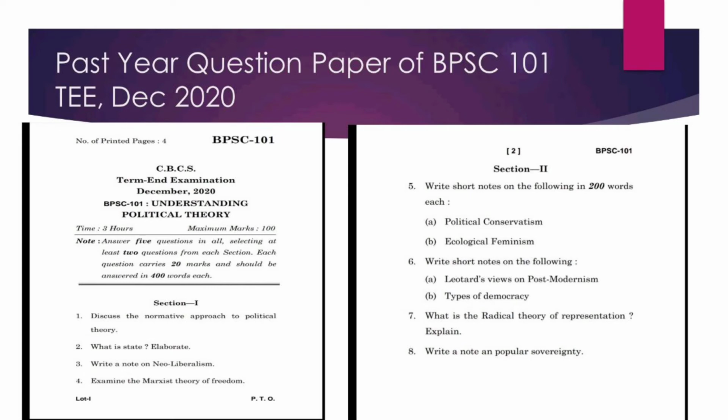Second question is what is a state? Elaborate. Third question is write a note on neoliberalism. Fourth question is examine the Marxist theory of freedom. And in section 2 there are again 4 questions.